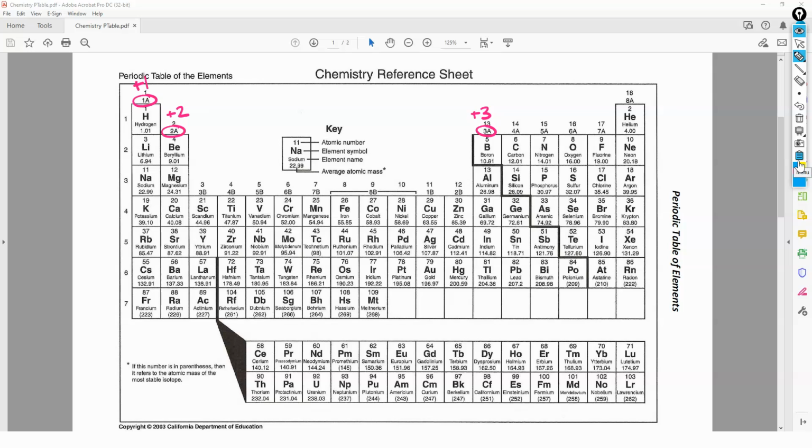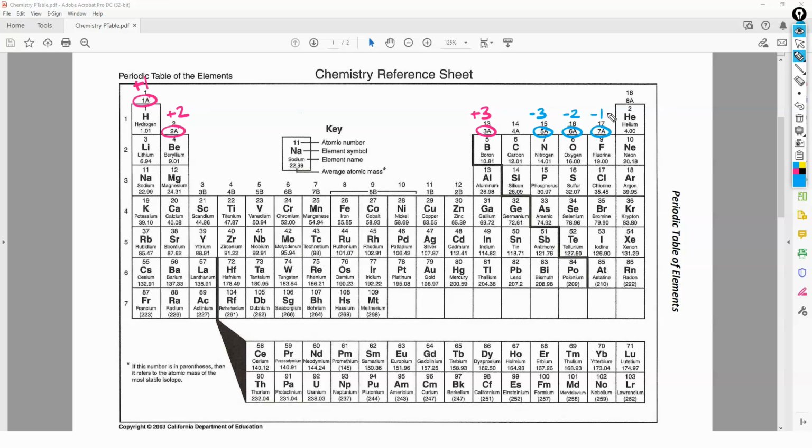Okay, now groups 5A, 6A, 7A are going to gain electrons. We want to have a full valence shell. 5A is only 3 away from having 8, so it's going to gain 3. It'll have a charge of -3. Group 6A is 2 away, so it'll gain 2 to get to 8. And then group 7A will gain 1 to get to 8, so it'll have a charge of -1.